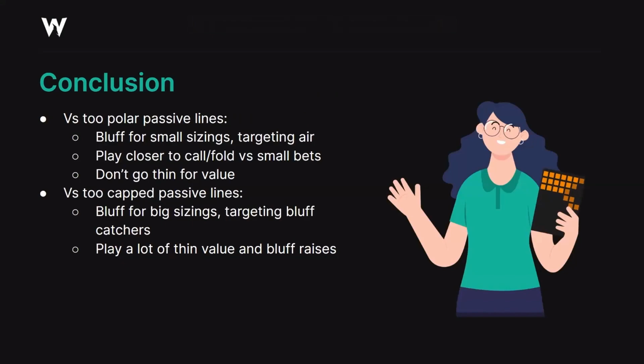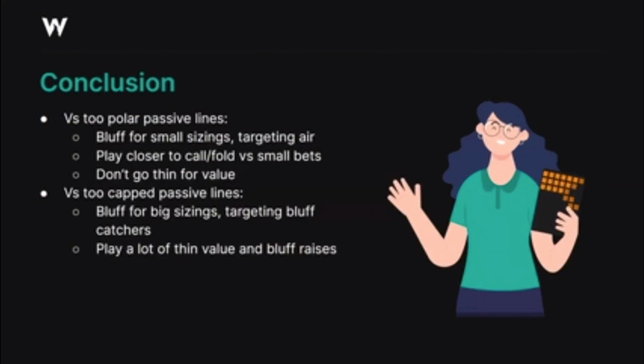So, to conclude this section, versus polar passive lines, okay? A range that's too polar, that's taking a passive line with too many slow plays. What we want to do is bluff for small sizings, right? You might say, well, why would we bluff at all if they have a lot of nutted hands? It might be the case that they have enough air in the range for us to get enough folds. If that's the case, then we should still bluff, but we should bluff small, targeting air, not big, targeting bluff catchers, because that's just going to run into good hands too often.